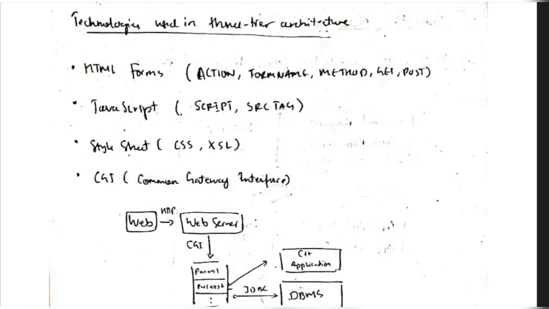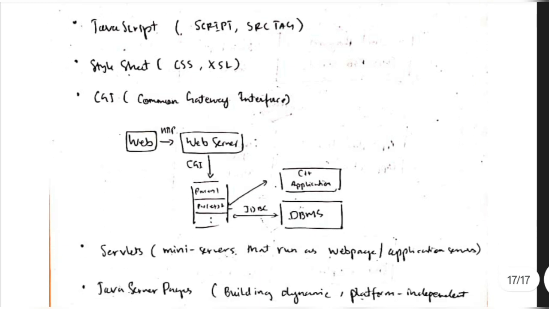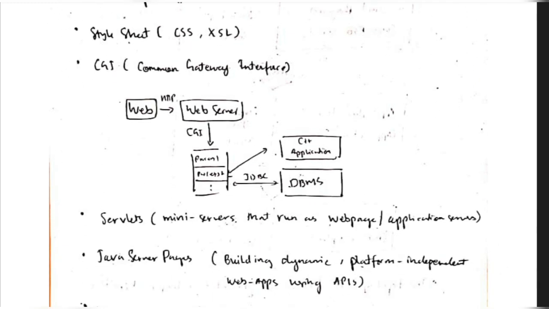The next one is JavaScript. To implement JavaScript in the HTML form, we use the script tag along with the source attribute. By using the JavaScript file name, you will be able to implement the features of JavaScript, meaning backend features, in the HTML forms. After that, to change the look, you will use CSS and XSL, and by using CGI, the Common Gateway Interface, you will be accessing the data. It's not like you just give the command to the server and it is accessed directly. They have to pass through the Common Gateway Interface. Then they will be able to access.